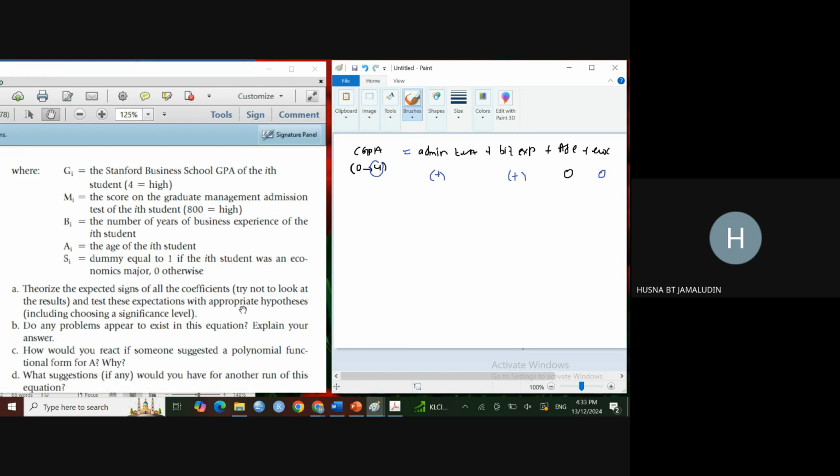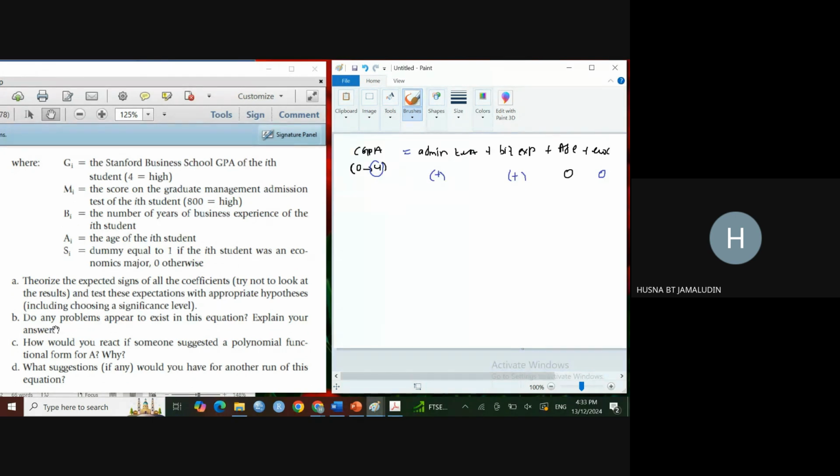So the expected sign. Okay, this is normally the first question we ask about hypothesis testing. Even though I skip this question, I'm assuming that you should know how to do it, because hypothesis testing should appear in your question, regardless of whatever. This is a basic question. Okay. B. Do any problems appear to exist in this equation? Problems means econometric problems. Tell me, what are the problems? Anyone? Explain your answer. You have what? Irrelevant variables. You have two irrelevant variables and you have to explain.